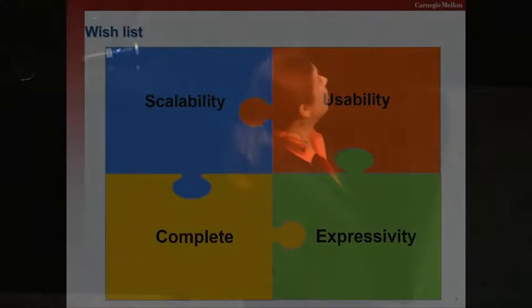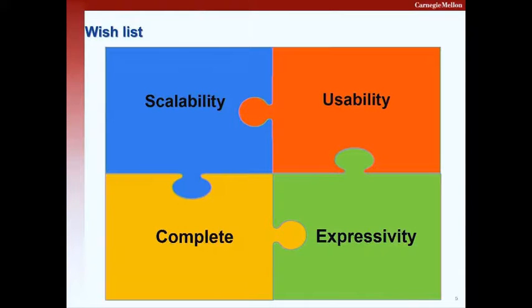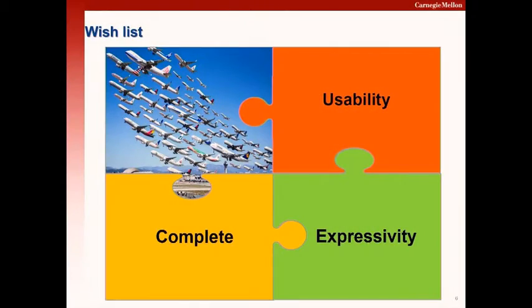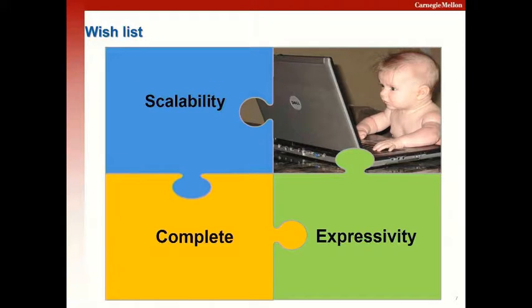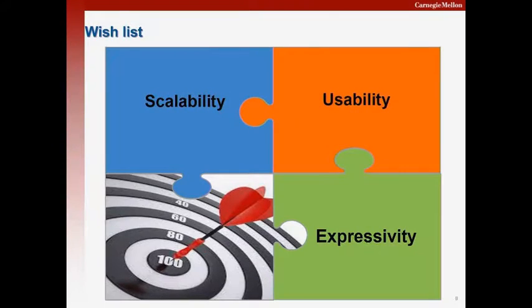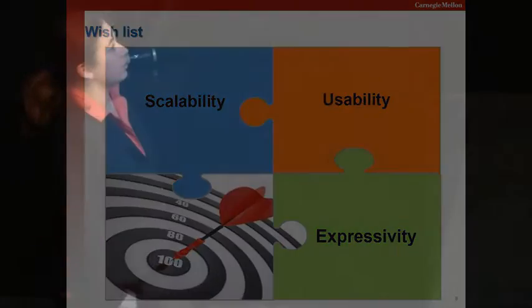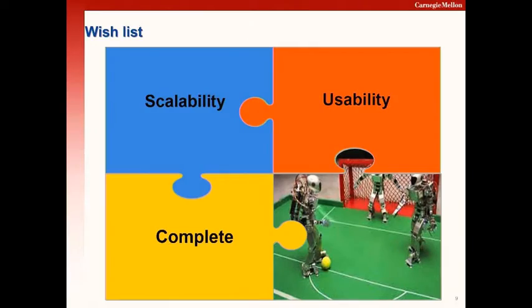So here's a small wish list that we want our decision procedure to fulfill. Of course we want scalability because we want to solve larger and larger problems. We also want it to be easily accessible for a non-expert user. We often want a complete solution. We want exact solution, especially for safety critical systems. And we want to express as general problems as possible.